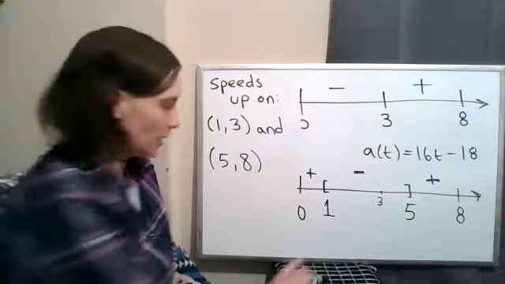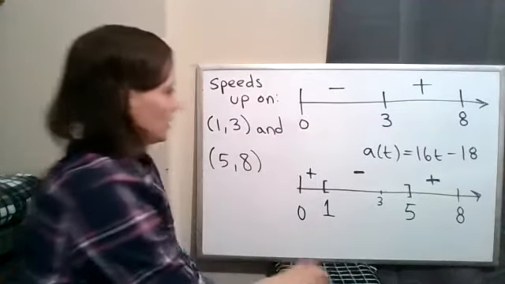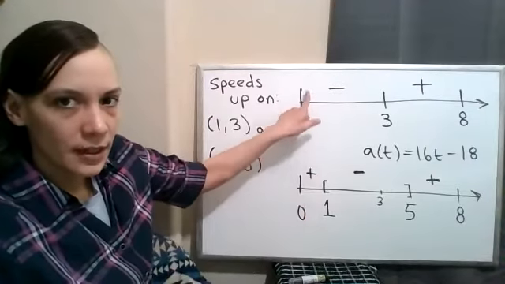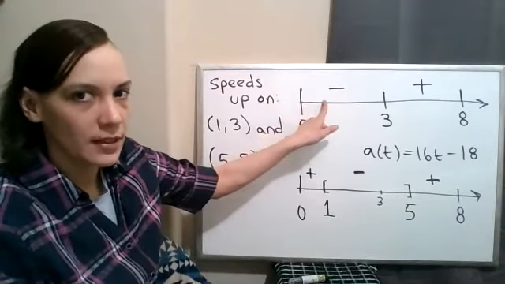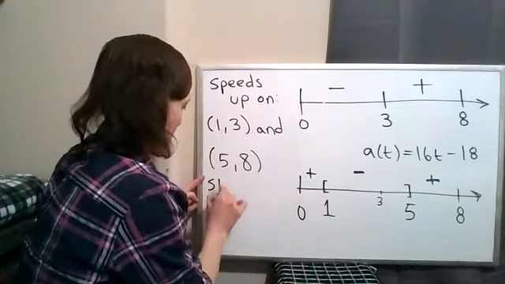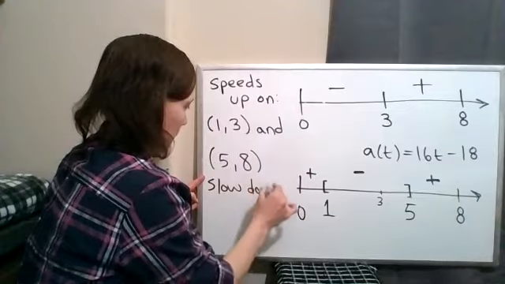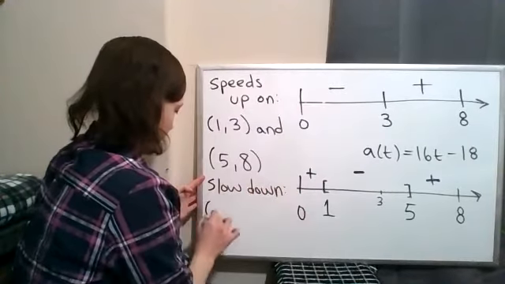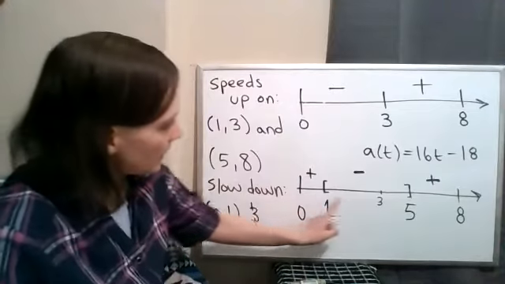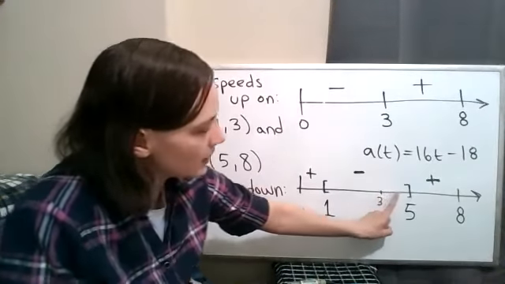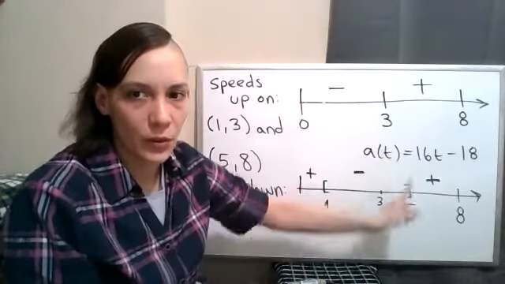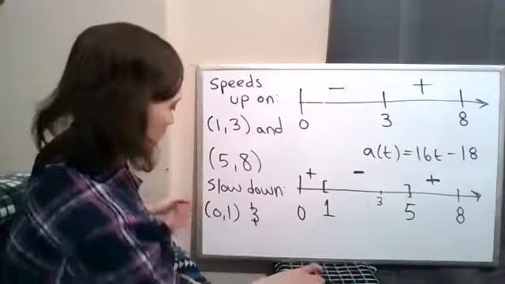If we're slowing down, that's where those signs are opposite. So right here is a positive sign from 0 to 1. Up here is a negative sign from 0 to 1. So that's why we slow down. Also, that's the same. Right here is a negative sign, whereas up here is positive from 3 to 5. So we have it slowing down from 3 to 5.